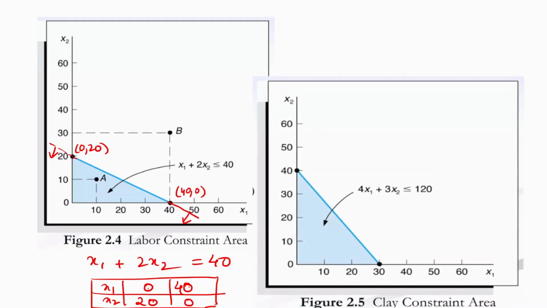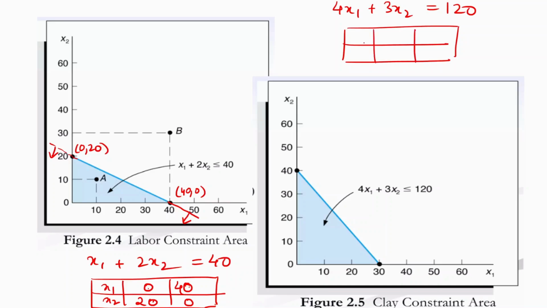Now we talk about the clay constraint area, 4x1 + 3x2 = 120. Again I'll create a table where x1 is 0 and where x2 is 0.